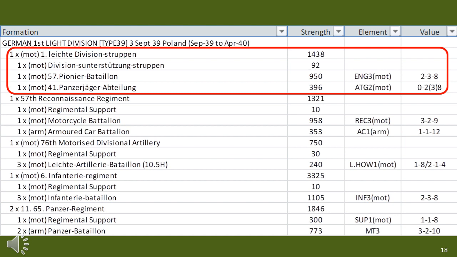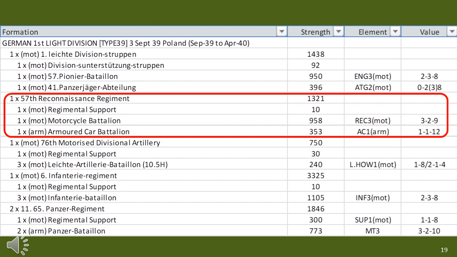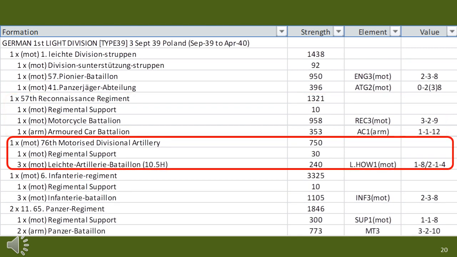The divisional assets consisted of a pioneer battalion and anti-tank battalion. The reconnaissance regiment was unique to the light divisions, and this consisted of a motorcycle and armoured car battalion, with regimental support formations. The artillery regiment only consisted of 3 light howitzer battalions, all towed by motor vehicles. There was no medium artillery battalion in the light division.